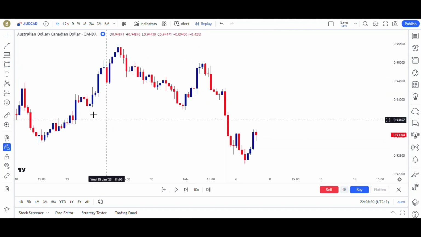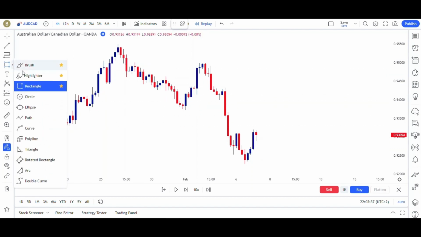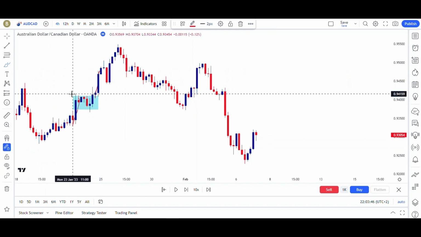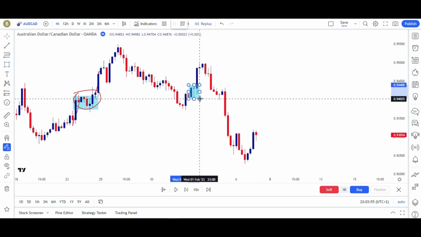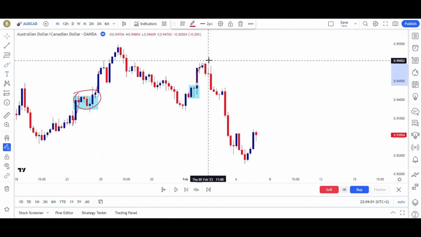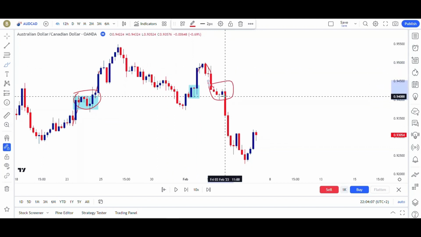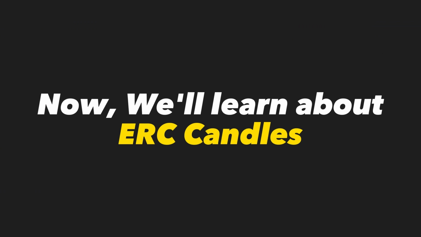Now we will identify some continuation patterns or CPs. For example, this one here is a rally, then we have a base, and then we have a rally. So this is a CP here. Then we have a rally, and we have a base, and then we do have a rally again, and then again here we have a drop, base, and then we have a drop. So these are CPs.